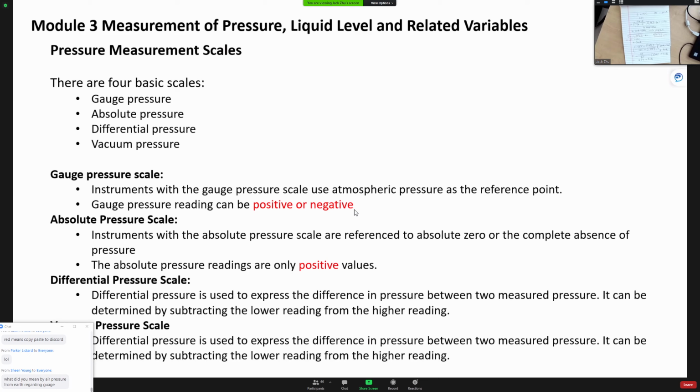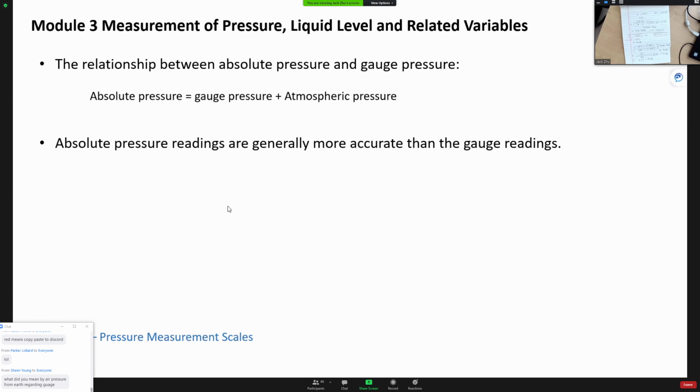What did you mean by air pressure from the Earth regarding the gauge? Oh, we're going to show you down here. Because your absolute pressure is equal to the gauge pressure plus the atmospheric pressure. And if you look in your book, I'm going to show you also a video.